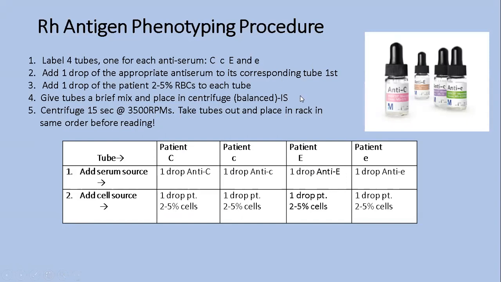This is what we call immediate spin testing, IS, right? So immediate spin, we add everything and we centrifuge immediately. So we're going to centrifuge for 15 seconds at 3,500 RPMs, and then we're going to remove our tubes, take them out, put them back in order in our rack, and we're going to read them.